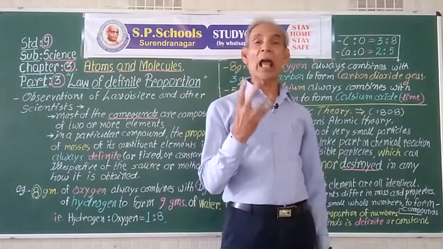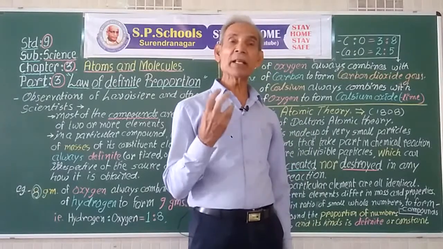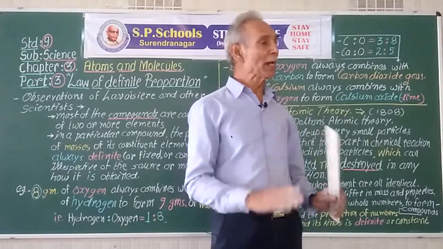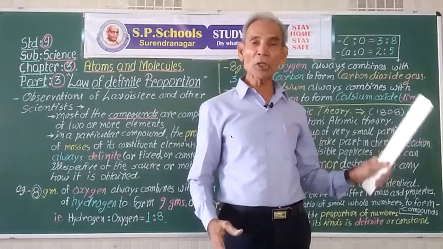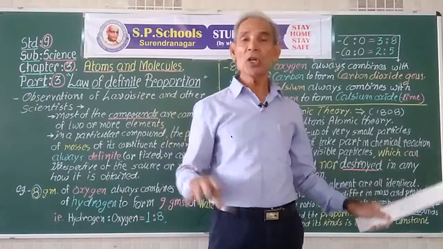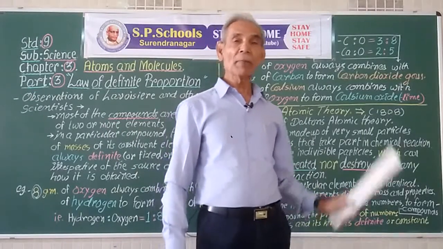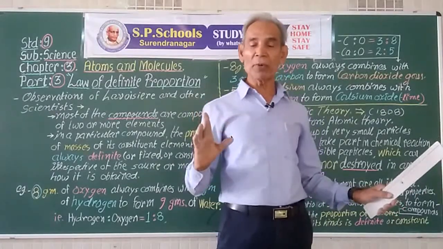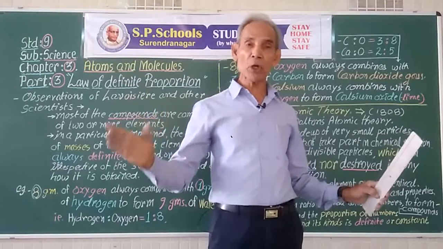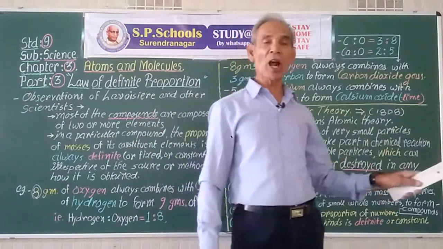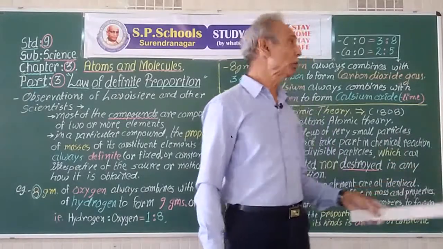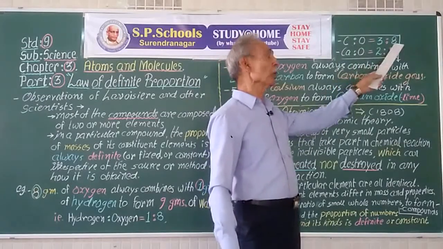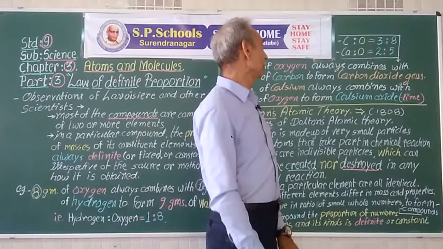Suppose you heat limestone to a very high temperature, you will find that limestone decomposes to lime and carbon dioxide. Here the source of carbon dioxide is limestone, not the burning of coal. So whether carbon dioxide is obtained by burning coal or by heating or decomposing limestone, the carbon dioxide sample always shows the same fixed and definite proportion of carbon to oxygen equal to 3:8 by weight or mass.